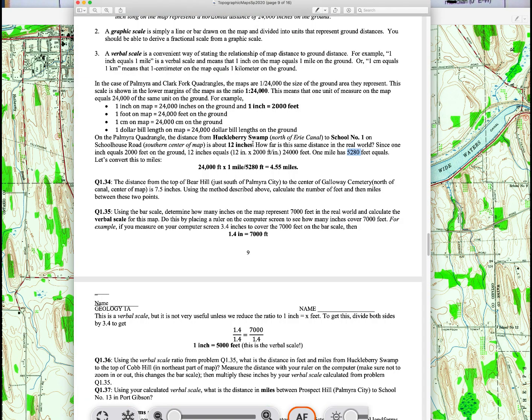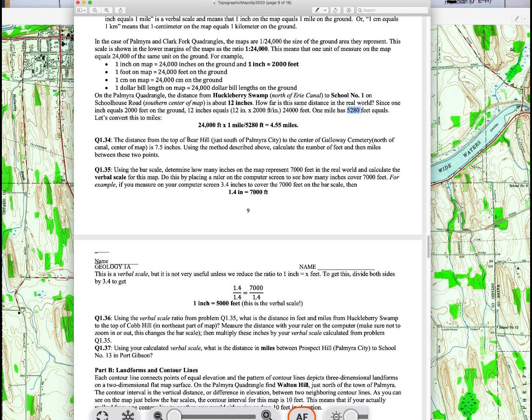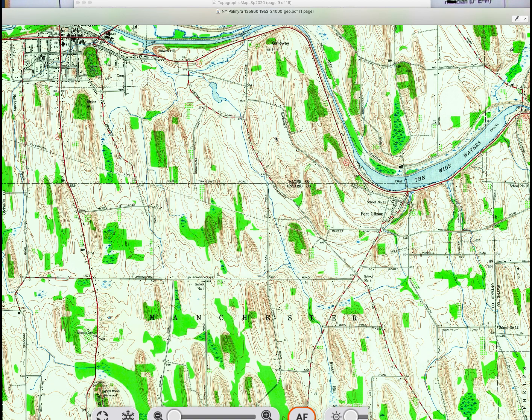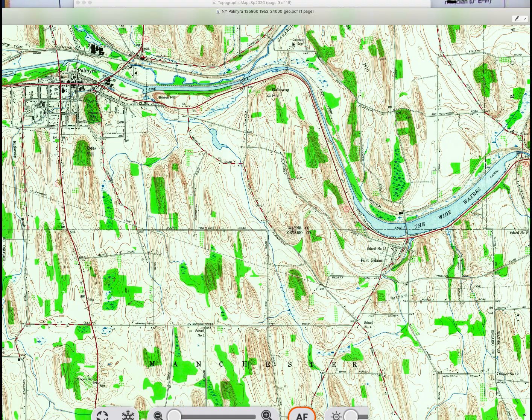So that's one way you can get distances on maps. Now, I'll ask you to do sort of the same thing from Bear Hill, just south of Palmera City, over to Galloway Cemetery, which is sort of in the center of the map. And here, since you don't have the hard copy, I just give you the distance. So now I want you to convert that, similar to what I did with the 12 inches here, but you're going to use 7.5 inches to figure out the distance from this Bear Hill, which is right here, to the Galloway Cemetery, which is up in here.